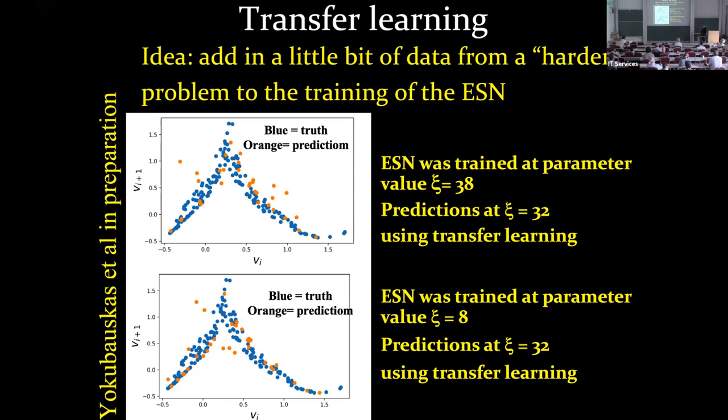Or you could try and train it at a very laminar, simple time-dependent behavior and try to predict something that was a lot more chaotic. And again, with a following wind, you can do quite well. So this is something we're definitely thinking about, and it'd be interesting to talk to people who have this problem to see if we could do something with their data.